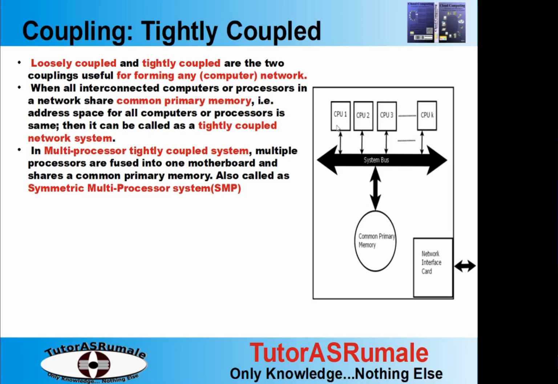In a multi-core system, you have a single CPU, only there you have multiple ALUs within the CPU, which are the cores, as we call them. Then, what is tightly coupled?